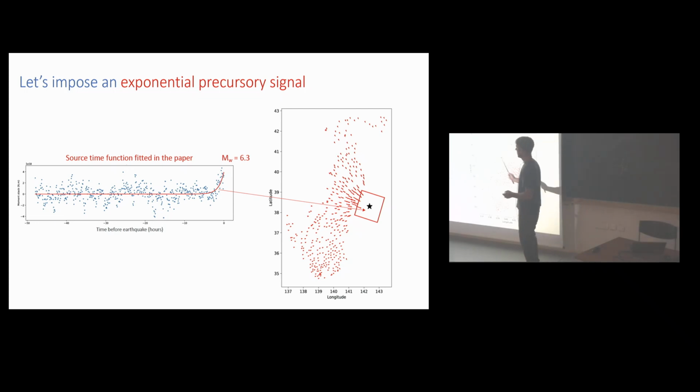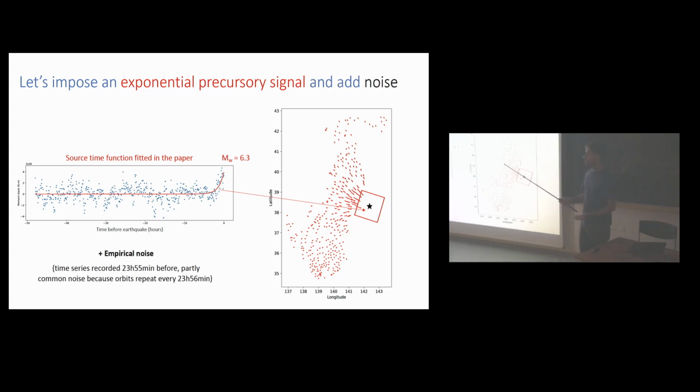You impose a synthetic tectonic signal right before all the earthquakes on the faults, calculate all the synthetic displacement at all the GPS stations, and then you have to add noise. And the best choice of noise is empirical noise, so noise that you're going to collect on your stations. And the best window to do that is the window 23 hours and 55 minutes before the event, just because satellite orbits repeat every 23 hours and 56 minutes, meaning that the noise will be as correlated as it can be between time windows offset by this time element.